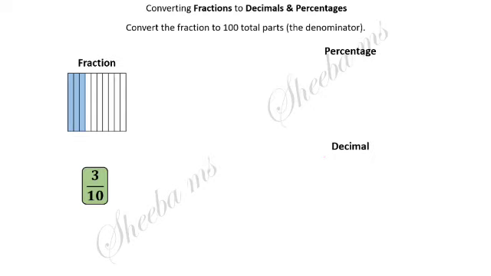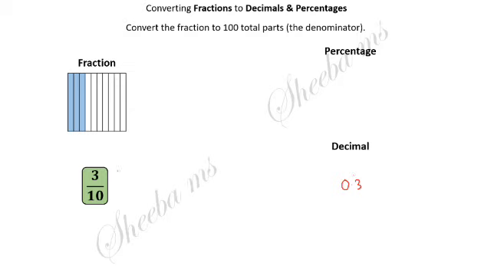So let us take how to convert a fraction to percentage and decimal. Here we have a fraction. What fraction is shaded here? 1, 2, 3 out of 10 parts. 3 by 10 is shaded. So how do you write this as a decimal? We can say 0.3 is shaded.